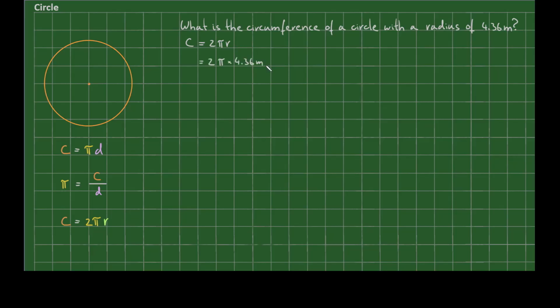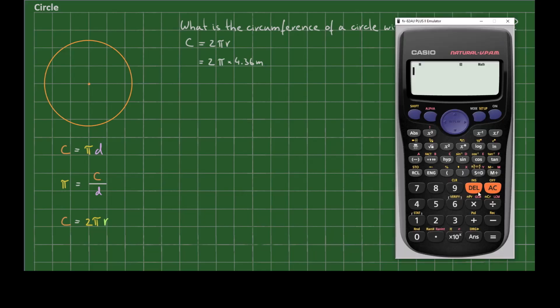And now I'm going to use my trusty calculator. I will press 2, and then to get to the pi, I'm going to press Shift, and then this times 10 to the power of x button at the bottom. Finally, I'm going to multiply this by 4.36, the given radius, and when I press equal, it gives me the result of 27.394, and so on.